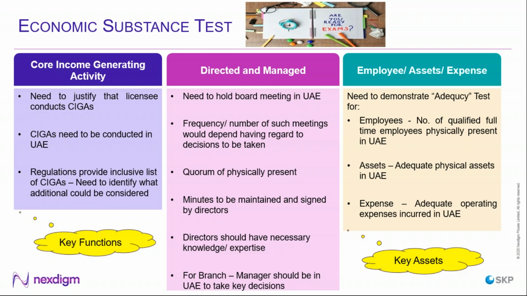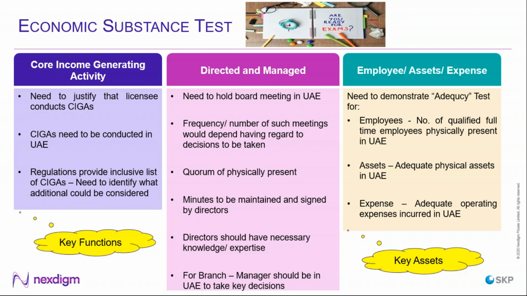One is the entity should be capable, it should have the capacity to perform all the key functions. And herein, it is very important to note that for each of the relevant activities that we discussed in the previous slide, the regulation has defined certain core income generating activities. And it has been specified that if you are falling in a relevant category or a relevant activity, then you have to perform those core income generating activities within UAE, and only then will you be meeting the economic substance test.